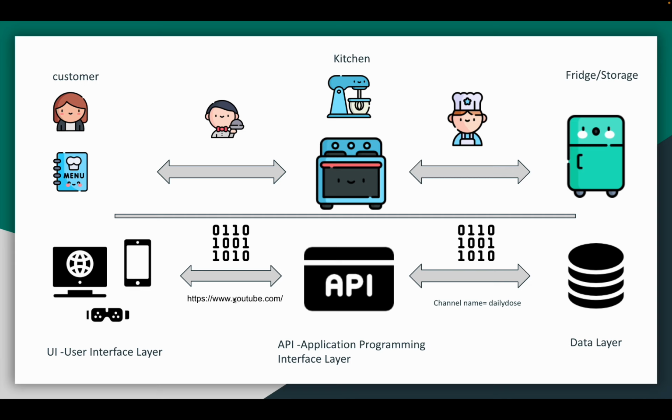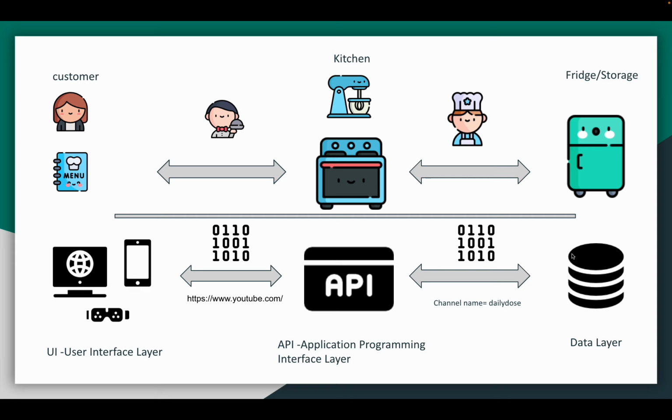Once that channel name is clicked, what happens in the background is a request is generated from the user interface to the application layer. This is similar to what happens in the kitchen. The master chef receives the request, and similarly here the application programmable interface has received this request, and you can see it's trying to find its ingredients. In this case the ingredients could be the name of my channel, that is Daily Dose. So it will try to find that particular information in the data layer.